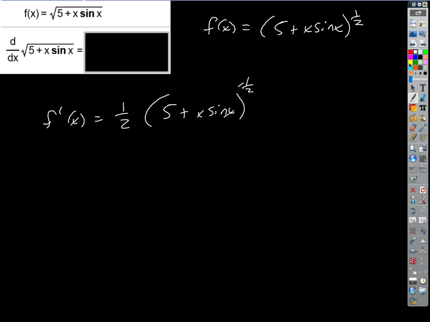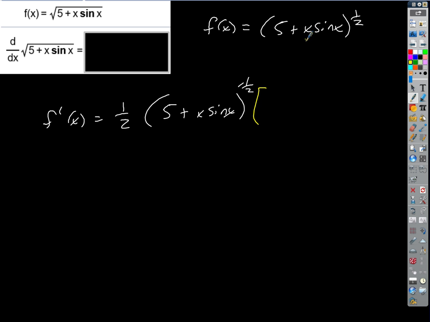So let's see, Gage, if we look inside there, now we've taken care of the 1/2 power. What about, that's kind of a little bit of a tougher one. What's the derivative of 5 plus x sine x? It's not so straightforward. 5 goes to 0. What about that one right there? What rule am I going to have to use there? Product rule, good.